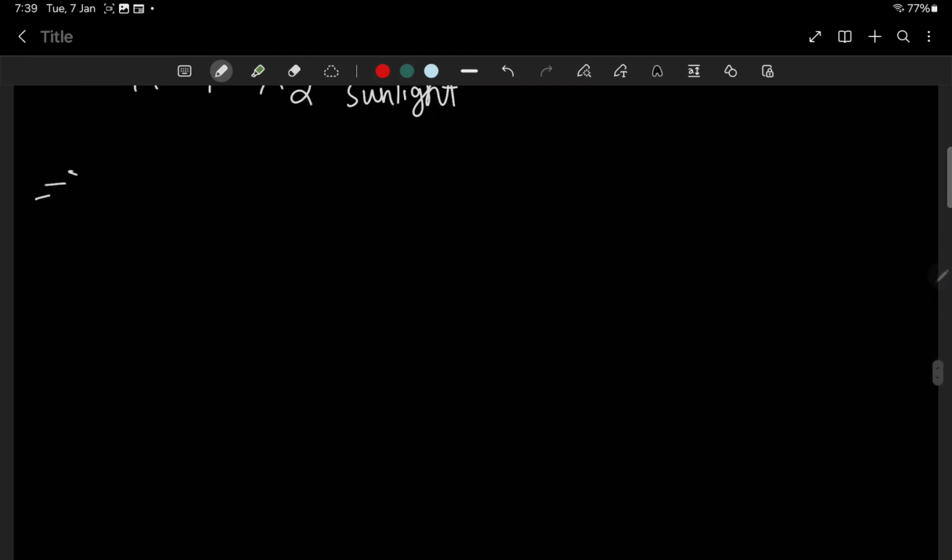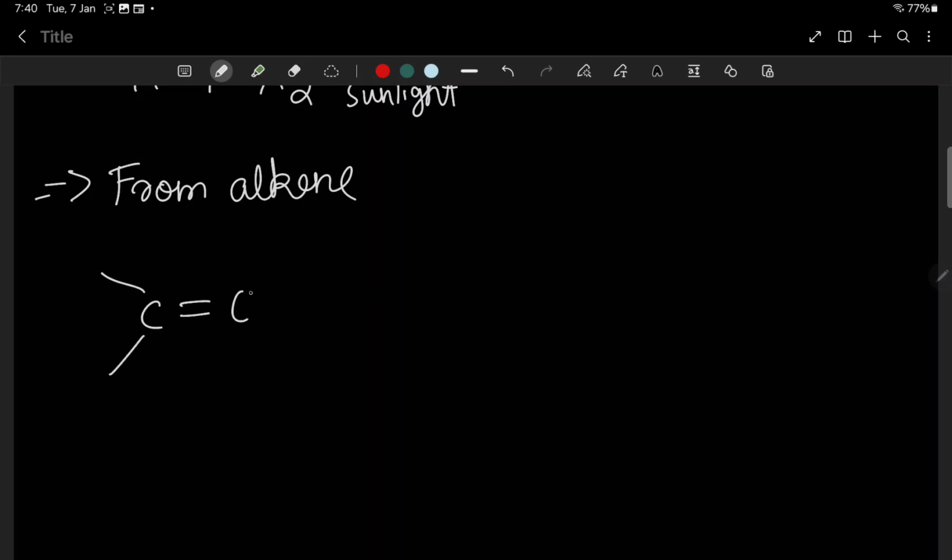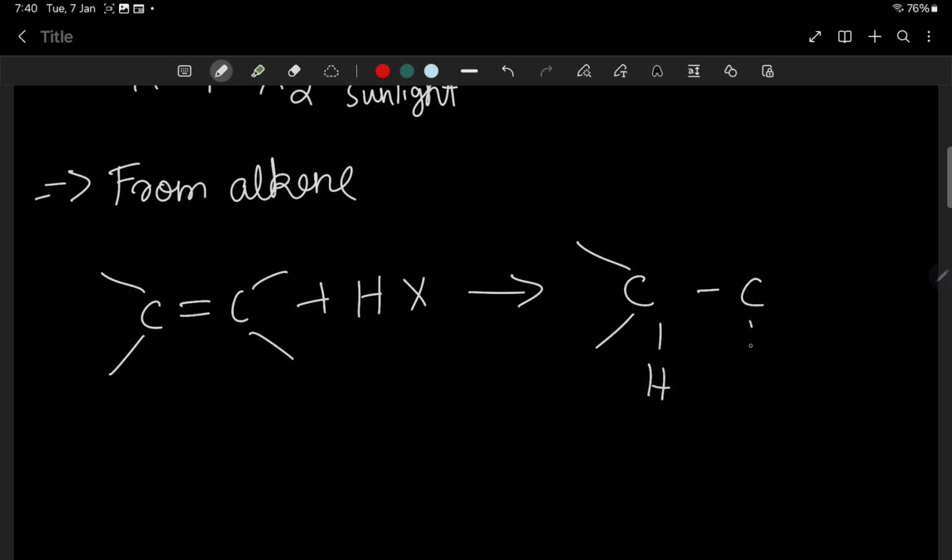Now the next one is from alkene, using HX. Addition of hydrogen halide. What happens here is that an addition reaction takes place, that is HX. We get it like this.